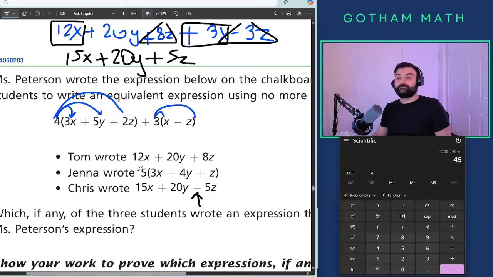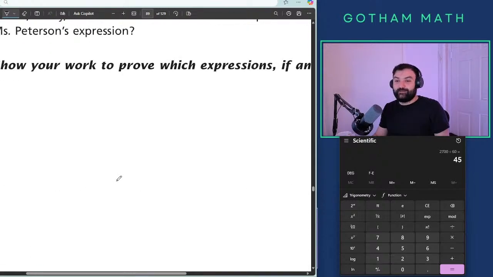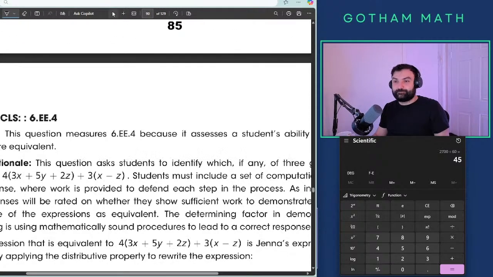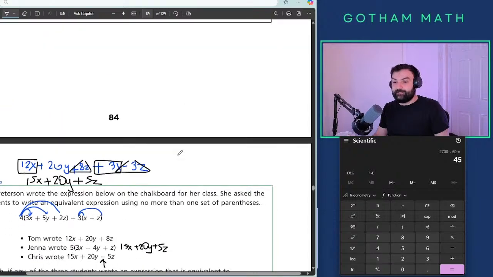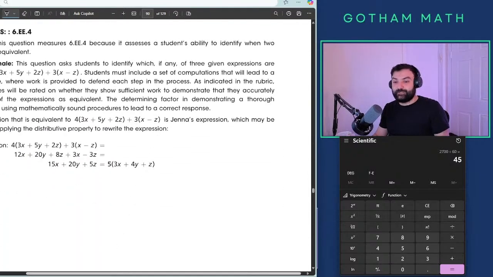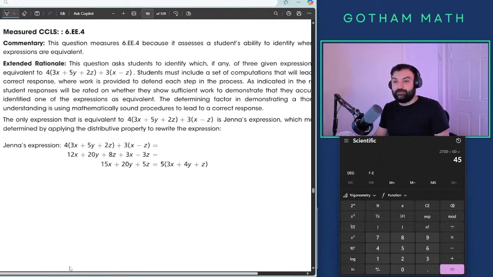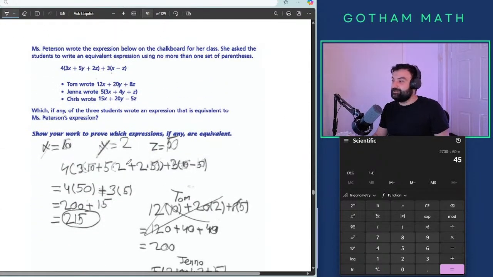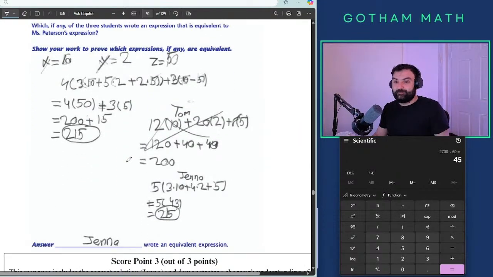Yeah. You know why? Because if you distribute this, you will get that. Look, 15x, 15x, 20y, 20y, and 5z, 5z. But then that would be plus. Yeah, exactly. Look, exactly the same. I see. They just hid it there, you know? Trick question. Chris's was a trick question.